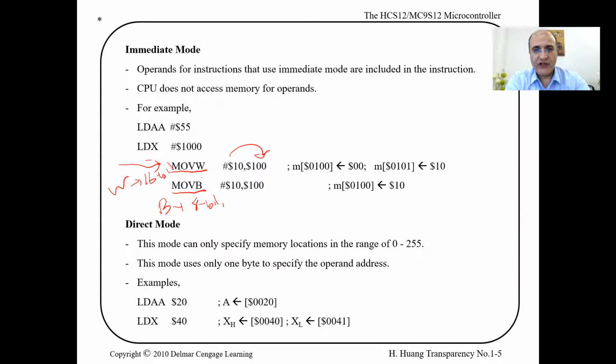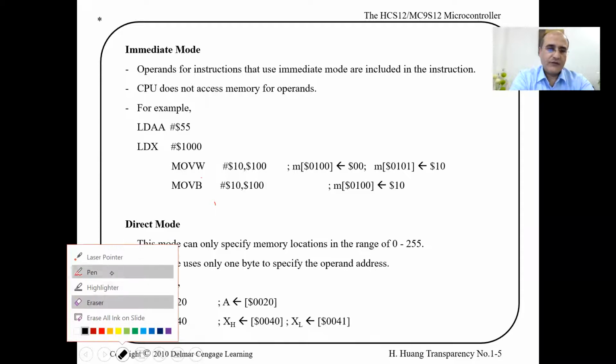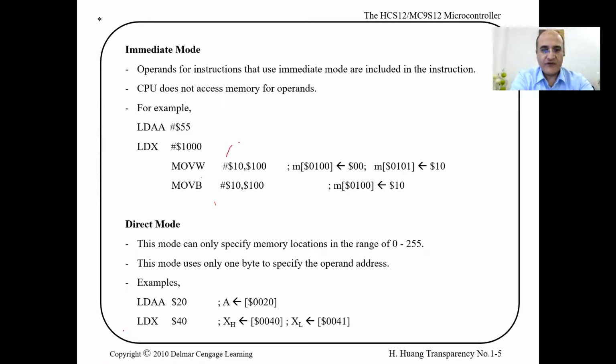If any of you dealt with Intel, it's usually the opposite. In Intel, this is your source and this is your destination, right? But here it's the opposite. This is the source and this is the destination address. So this is telling us to move something from this location to this location.